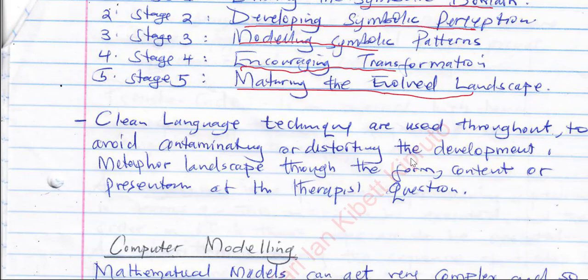Then clean language techniques are used throughout to avoid contaminating or distorting the development. During symbolic modeling, you have to use what we call the clean language technique, whereby we do not allow distortion or contamination of the development or the metaphor landscape through the form, content, or presentation of the therapist's questions. Those are to ensure that there is no distortion. Misunderstanding should not be there.